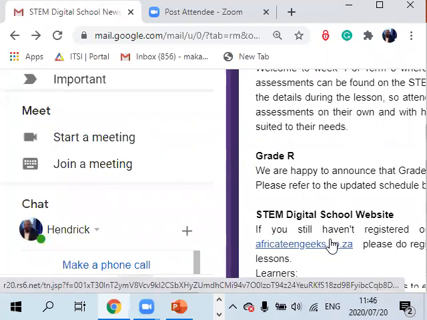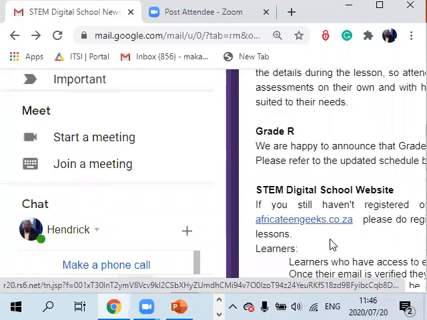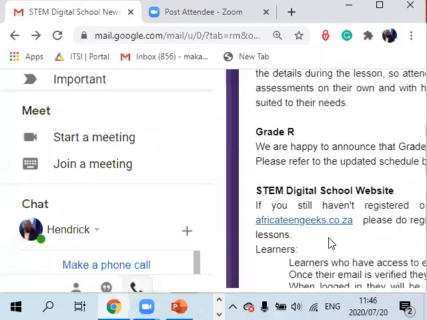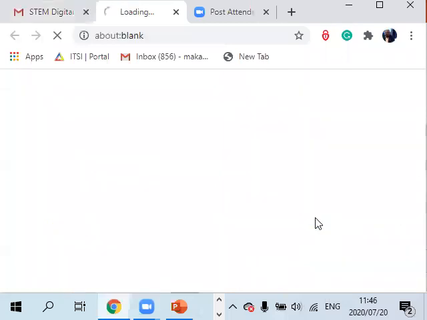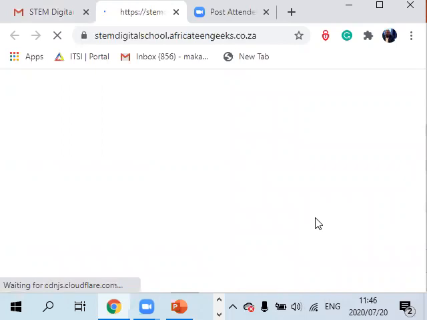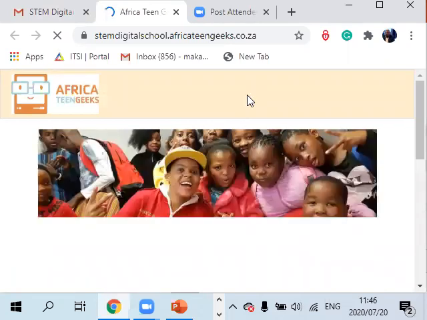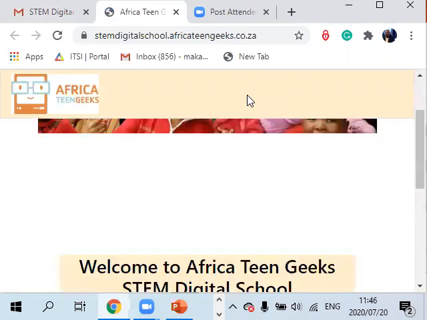So you just go to the website. As you can see, there is your website. And then, of course, once you click on the website, it will take you directly into some of the links which we have in the school. That's Africa Teen Geeks. I'm sure you can see that website. And of course, the test should be somewhere at the top, at the bottom here. Let's see.